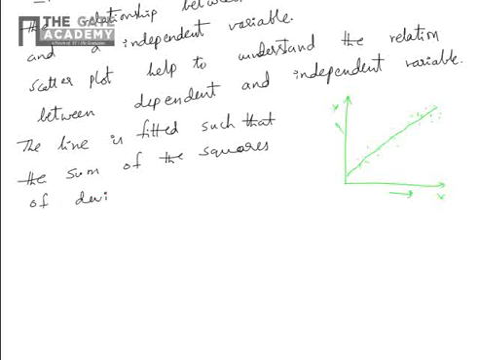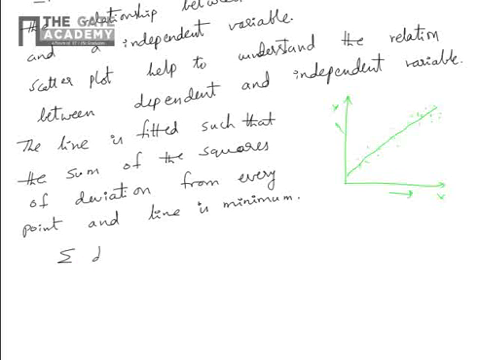Squares of deviation from every point and line is minimum. So sigma di whole square is minimum. So that is a deviation, where di equals the deviation from actual values.